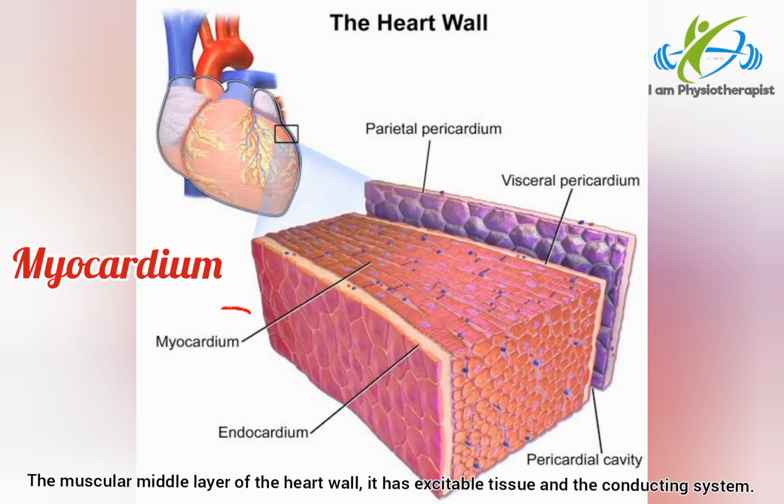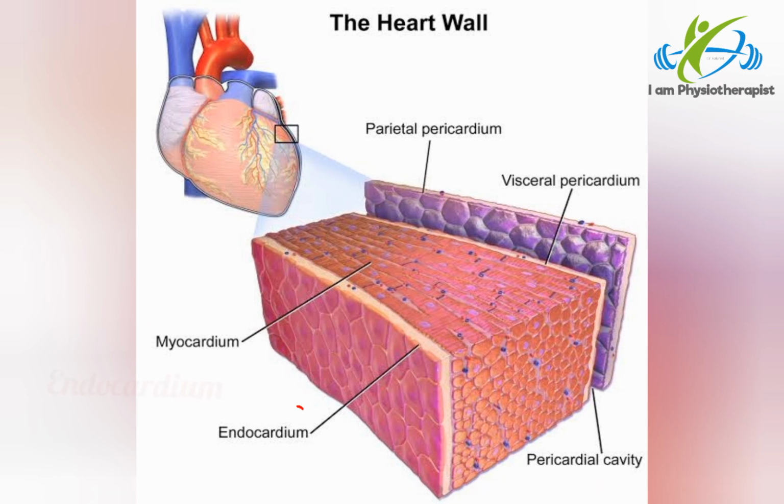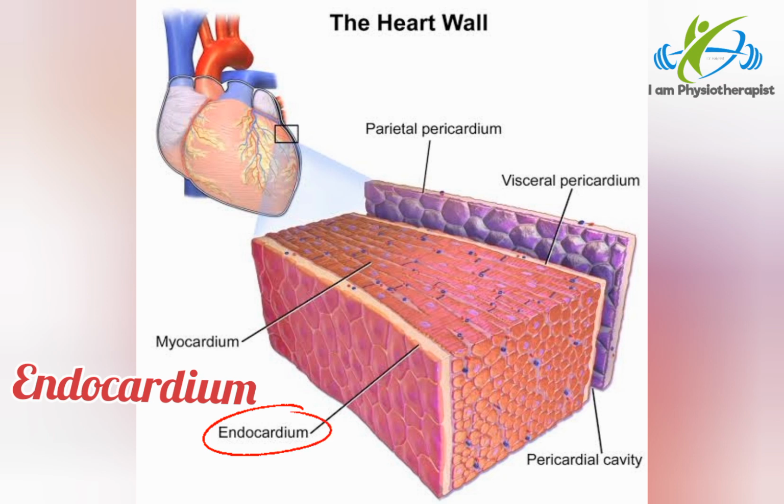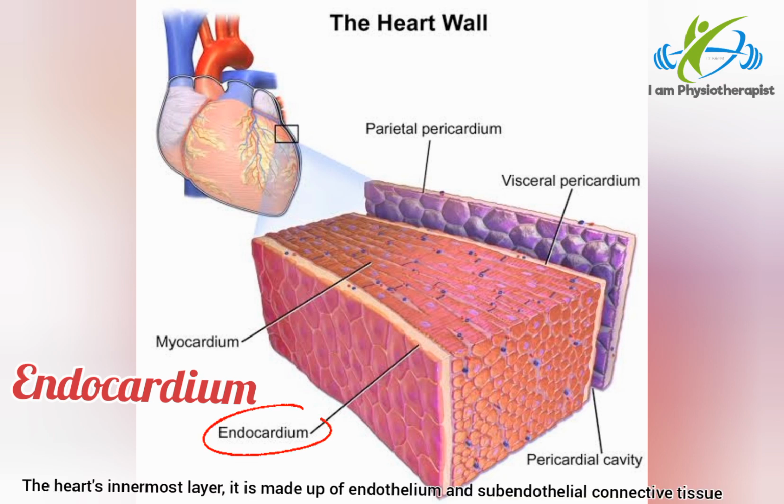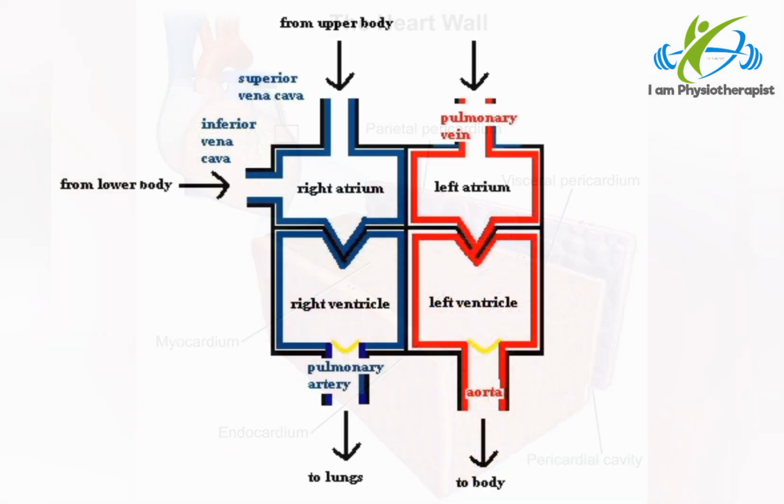It has excitable tissue in the conducting system. The endocardium, the heart's innermost layer. It is made up of endothelium and subendothelial connective tissue.